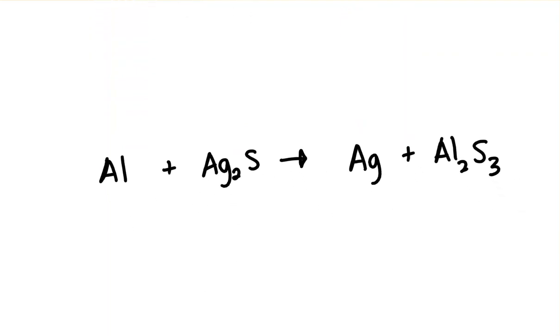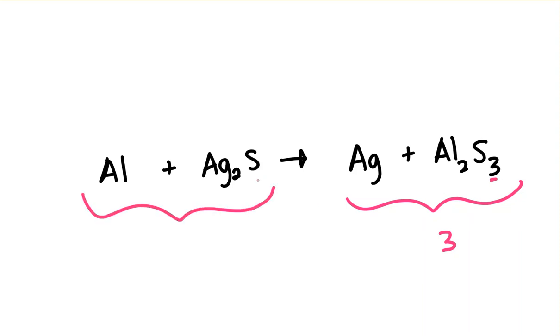This one is a little trickier. I do see that aluminum and silver are elemental, and so I would save those for last. I would do sulfur first. Let's see where it goes though. So I'm going to start with sulfur. On my product side, I see I have 3 sulfurs right here. And on my reactant side, I only see 1. So I'm going to add a 3 in front there.